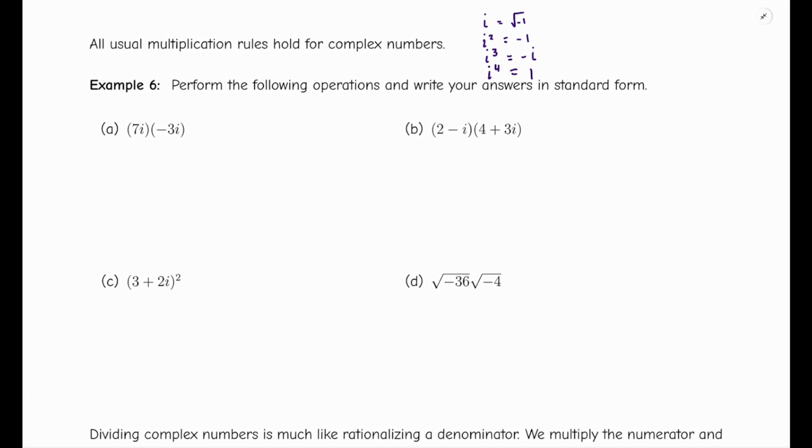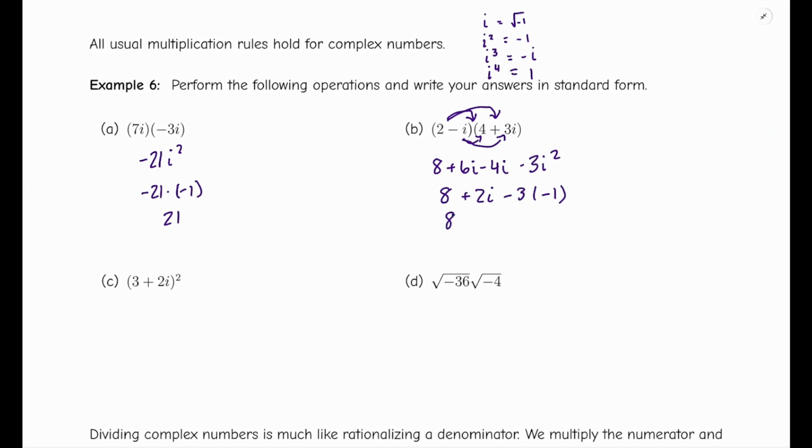7i times -3i is -21i squared. From up here, i squared is -1, so that's -21 times -1, which is +21. Part B, we still have to distribute. So we get 8 plus 6i minus 4i minus 3i squared, which is 8 plus 2i minus 3 times -1, which is 8 plus 2i plus 3, which is 11 plus 2i.